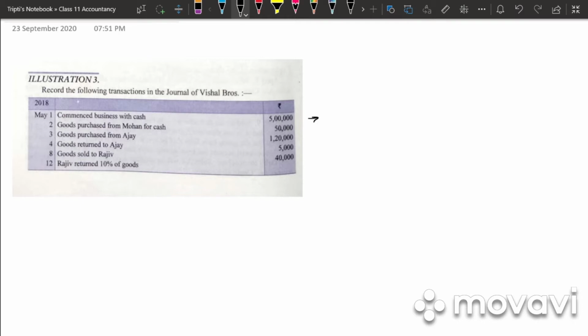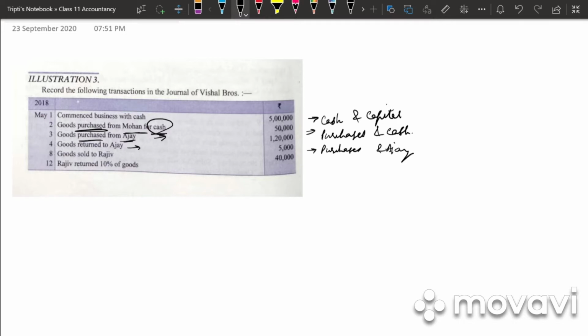So as I've already explained, whenever the business is started and there is an investment, it means there is a capital. So the two accounts which will be affected are cash and capital. Next it is purchase goods from Mohan for cash. So here there is purchases, name of the person is given, cash is given. So whenever the name of the person is given and cash is given, we take it as purchases and cash and treat it as cash purchases. Next we have goods purchased from Ajay. So here it is purchases and Ajay.